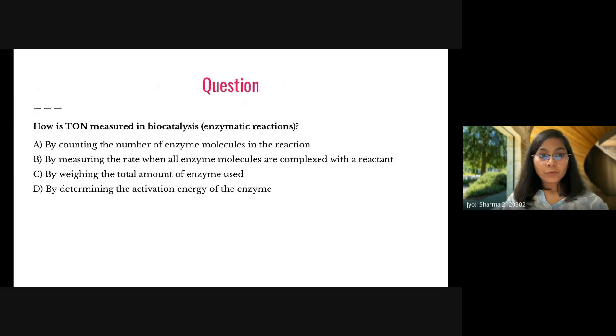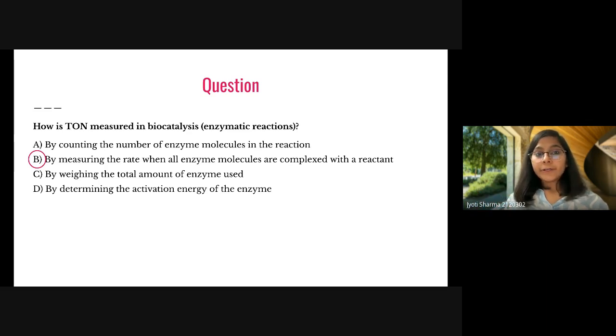So my question is how we can calculate this TON in biocatalysis or enzymatic reaction. What should be the answer for this? How can we calculate TON: A, B, C, D? You can write in the chat box if you are comfortable enough. Okay, so B answer will be right: by measuring the rate when all enzyme molecules are complexed with the reactant. Yes, Joshi, B is the right answer.